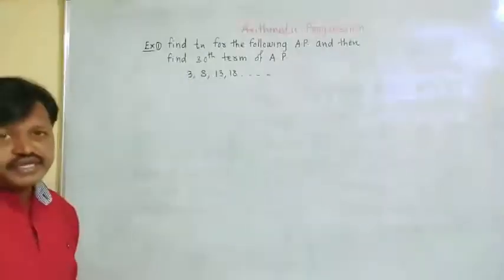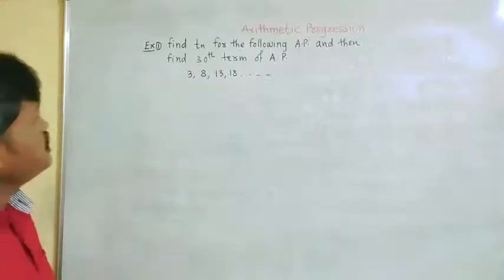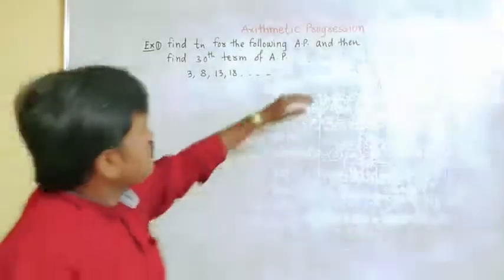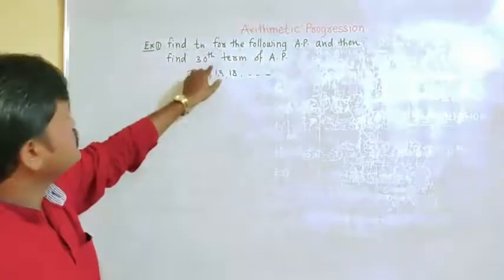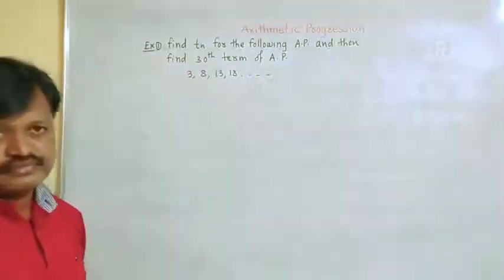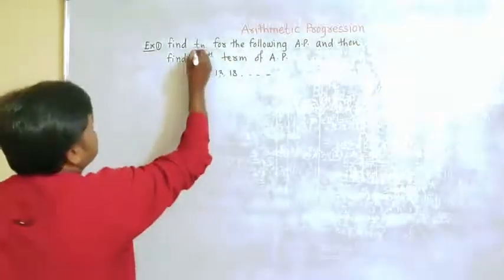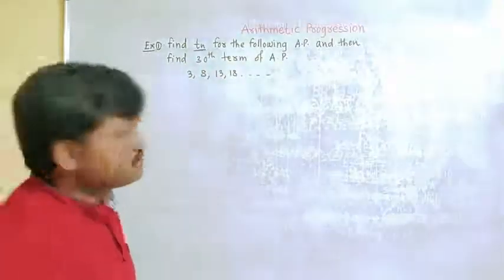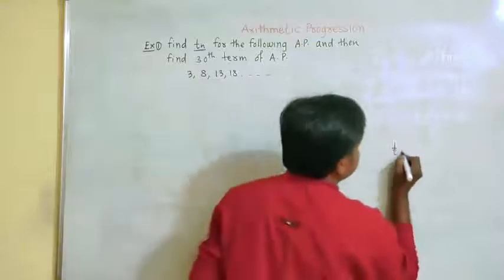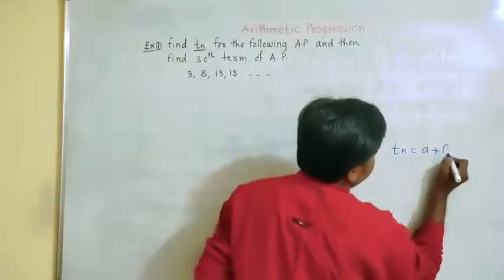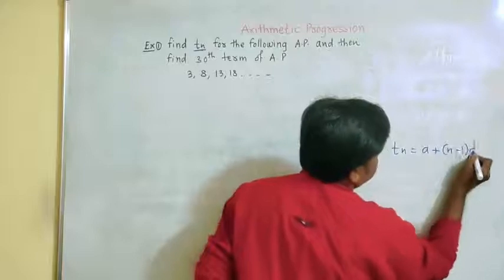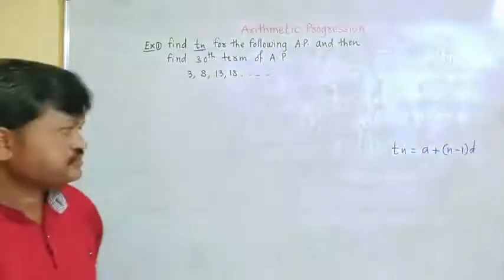Now we share some examples. Find Tn for the following AP and then find the 30th term of the AP. So look here, in this AP we first find Tn. What is the formula for Tn? So we know this: Tn is equal to a plus n minus 1 into d.